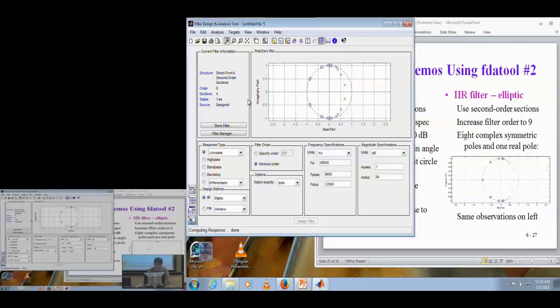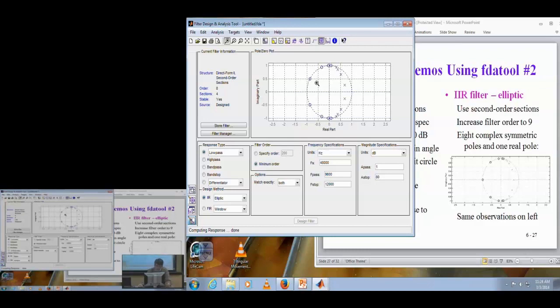All right. Now, by default, FDATool puts the IIR filters into second order sections, a cascade of second order sections, which is the safe way to go, as opposed to one big direct form structure. Now, if you notice, I've got 4 conjugate symmetric pole pairs. So I have an 8th order filter, with 8 poles arranged in 4 conjugate symmetric pairs. So here's a conjugate symmetric pair.